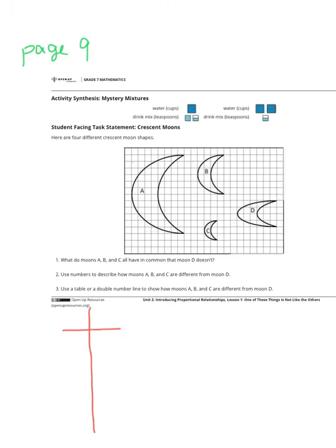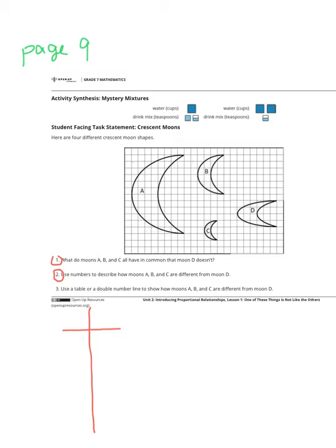All right, this next page it's a nice little interesting question here about these 4 different crescent moon shapes. First question says, what do moons A, B, and C all have in common that moon D doesn't? And what we notice is that D is kind of this strange shape, right? A, B, and C are really kind of scaled copies of each other, we think. Although because they're curved, we don't really have a way to decide that. So question 2 asks us, use numbers to describe how moons A, B, and C are different from moon D.